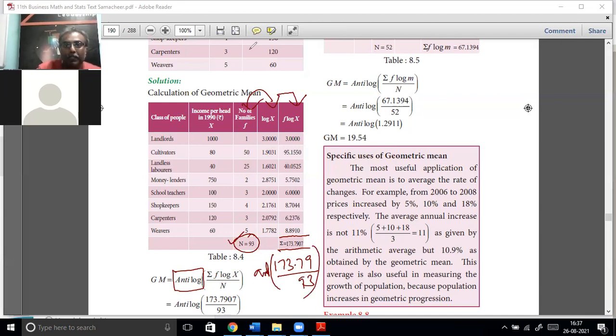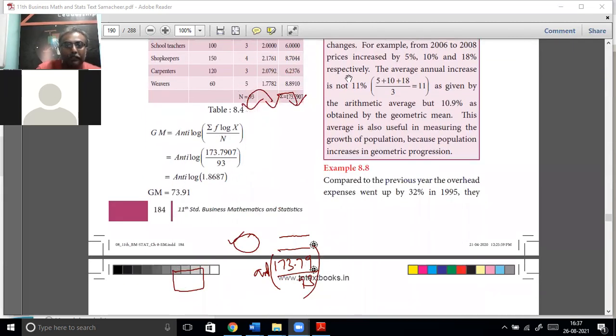You are allowed to use calculator or not? Yeah, we are allowed, uncle. Then they allow us. Very simple.